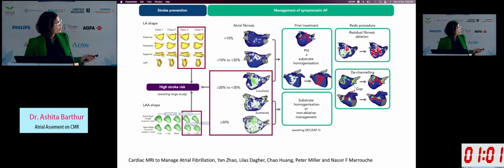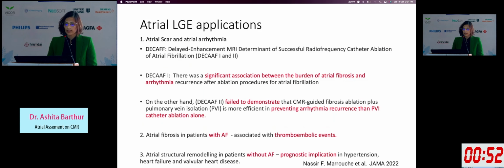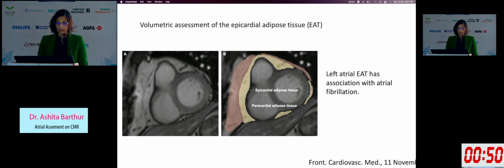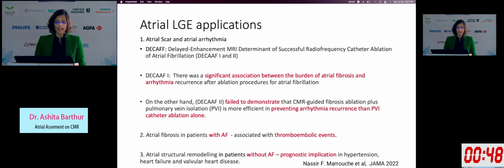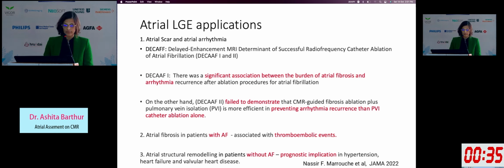Once we quantify the scar, they go ablate it, and post-ablation, if there is recurrence, you can look at the gaps and then let them know where to ablate again. But the recent study, the DECAAF II study, failed to demonstrate that CMR-guided fibrosis ablation was superior in preventing arrhythmia recurrence than just pulmonary vein ablation without using CMR.